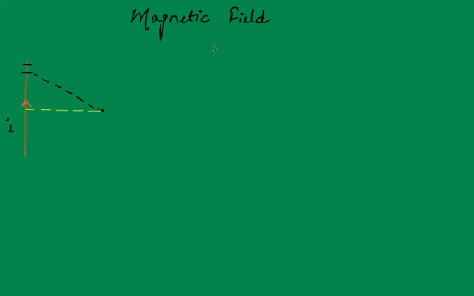So the magnetic field, let's call it B vector, is given by this expression. Let's call it dB, a small amount of magnetic field. It's given by mu naught divided by 4 pi into I into dl vector cross r vector divided by r cube. Now don't get scared by this expression.